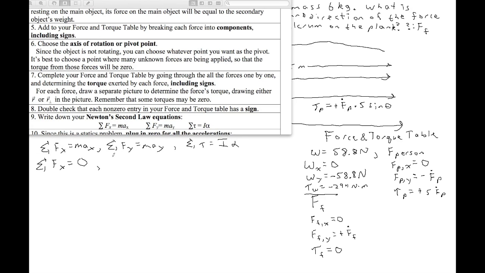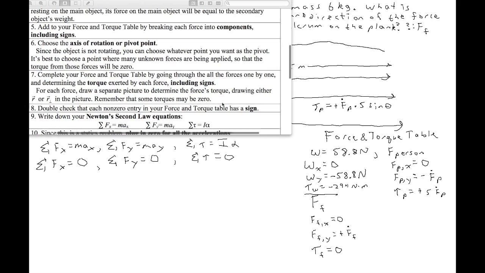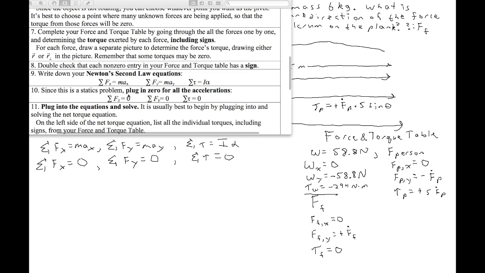And what do we plug in for a sub y? A sub y is also 0, because it's motionless. And what do we plug in for the rotational acceleration alpha? 0, because it's not rotating either. So we can always do that. Step 10, you can always plug in 0 for a statics problem.